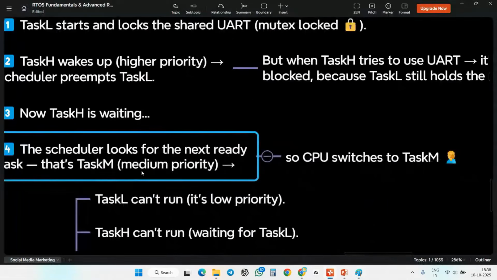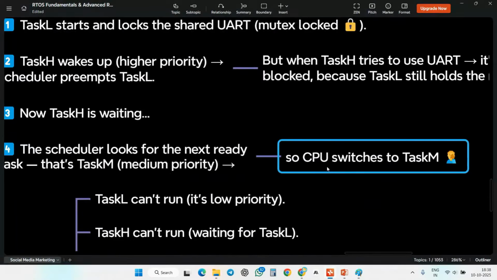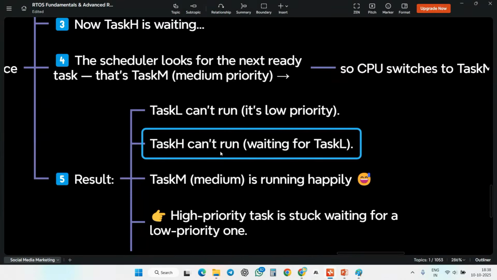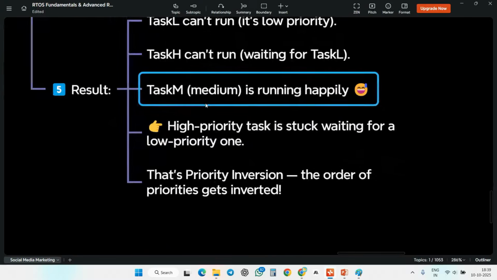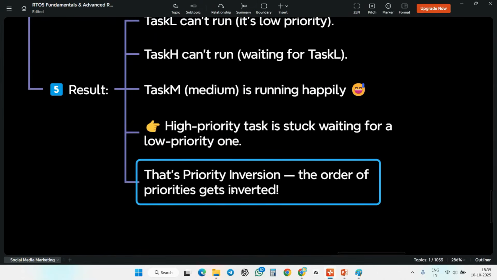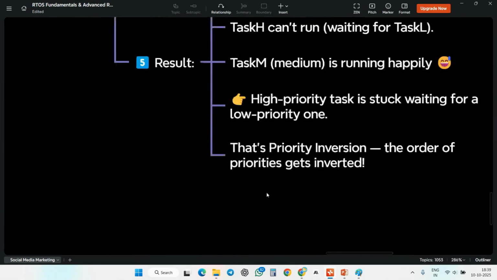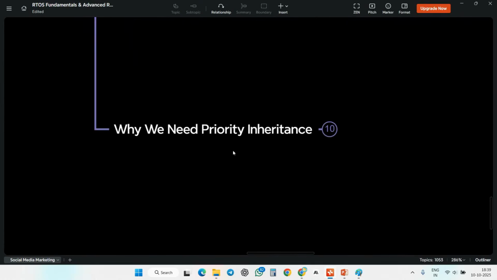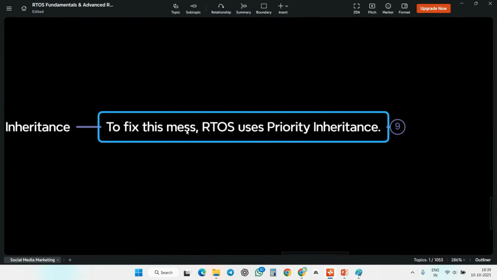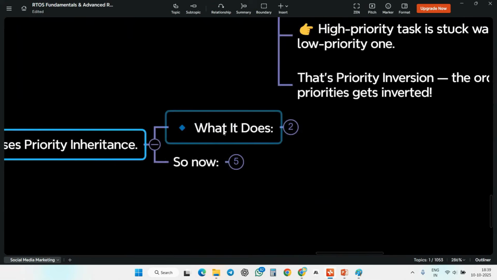So it goes to the next one, the medium priority, and the CPU switches to it. Once that has completed, H can't preempt. The medium priority task is now running and the higher priority task is stuck right now. It is called priority inversion. To fix this mess, we are introducing priority inheritance.